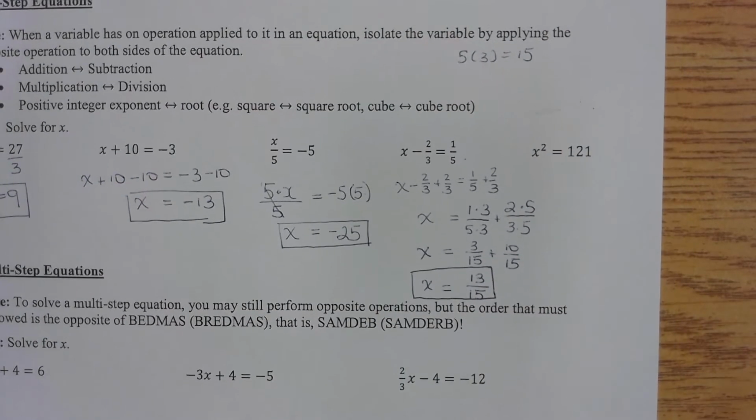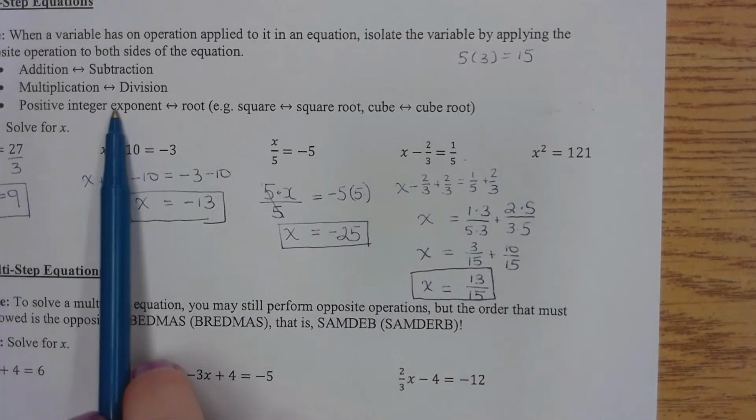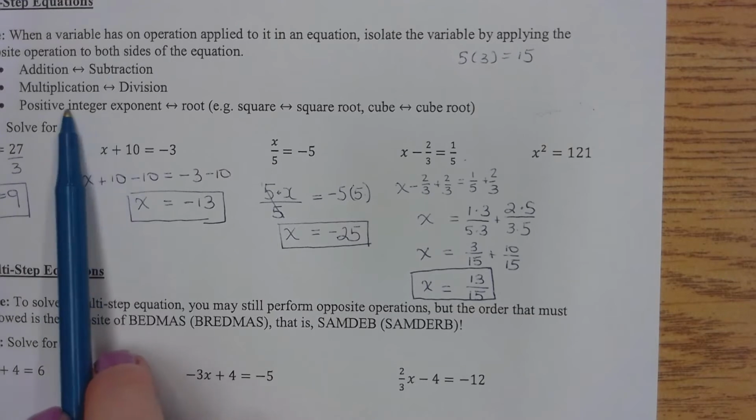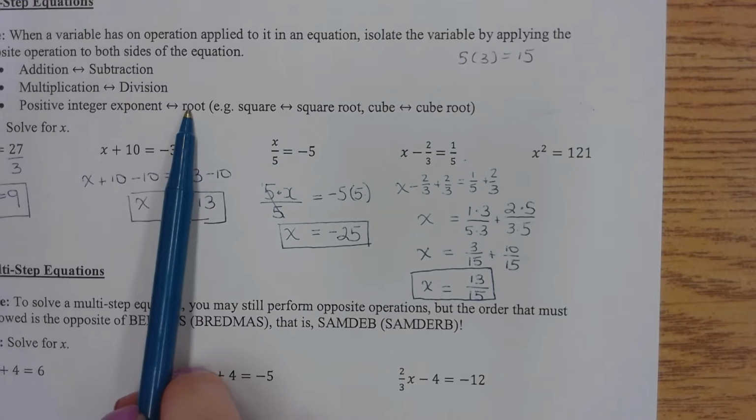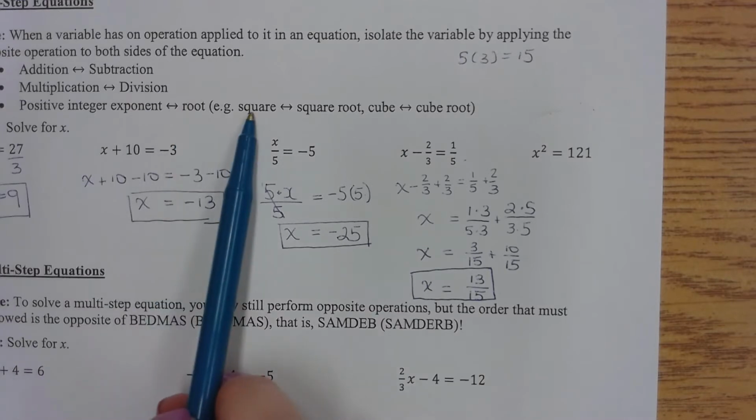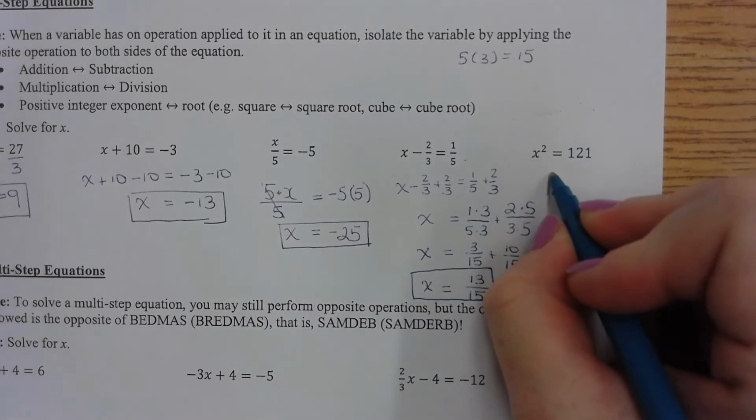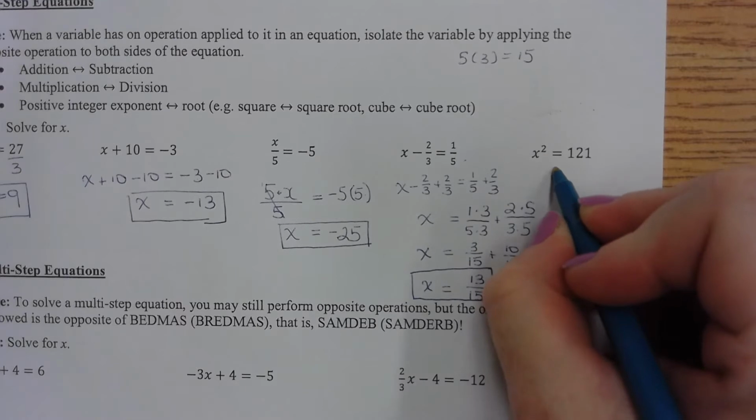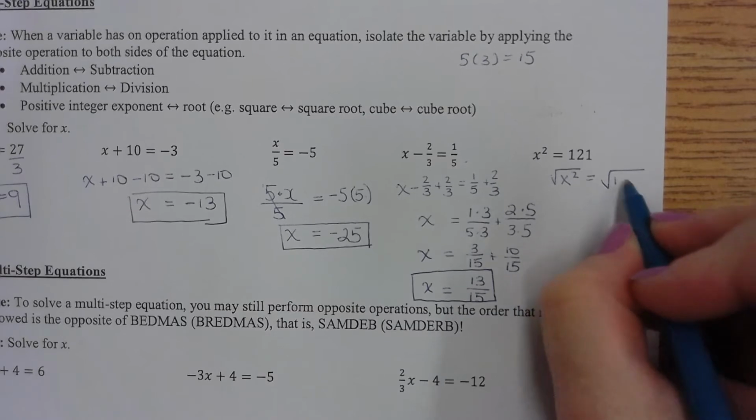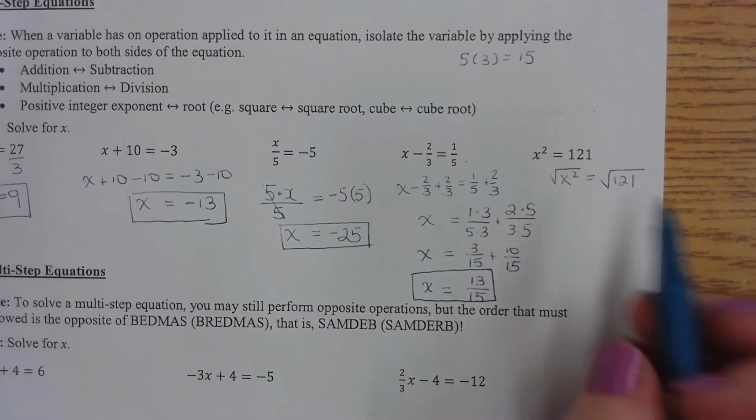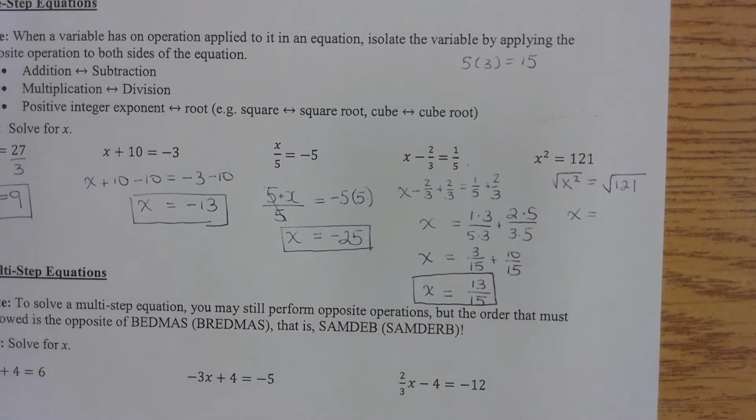So this last one, x is being squared. Well, the opposite operation to squaring: if my exponent is a positive integer, so 2 is a positive integer, then the opposite to that is taking the root. So if it's a square, it's a square root. If it's a cube, it's a cube root. So what I want to do is take the square root of x squared and the square root of 121. When I take the square root of x squared, I just get x because that's undone the operation of squaring by square rooting it.